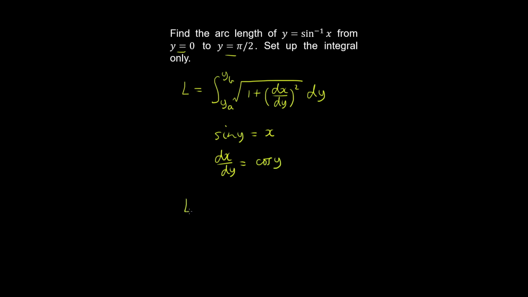So therefore the arc length is equal to the integral from y equals 0 to pi on 2, and we're integrating the square root of 1 plus cosine squared y with respect to y.